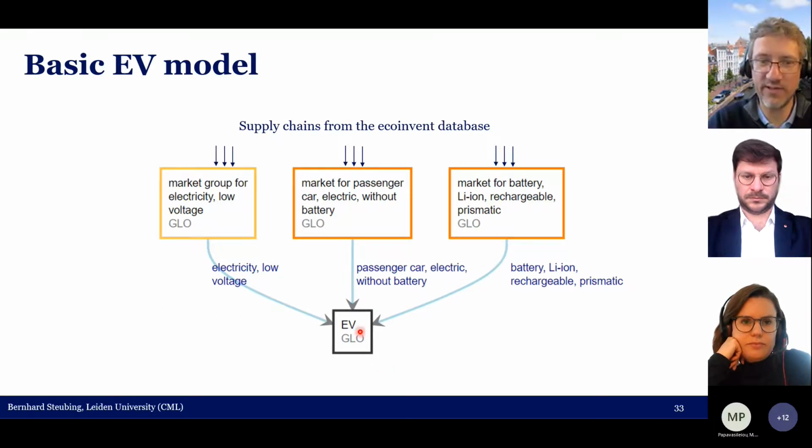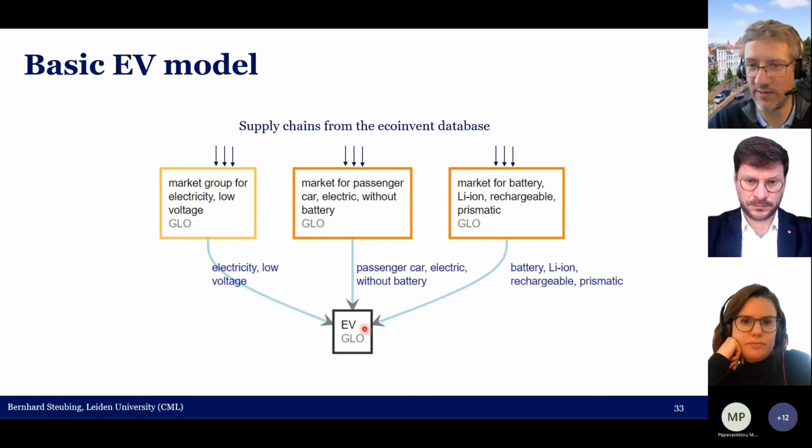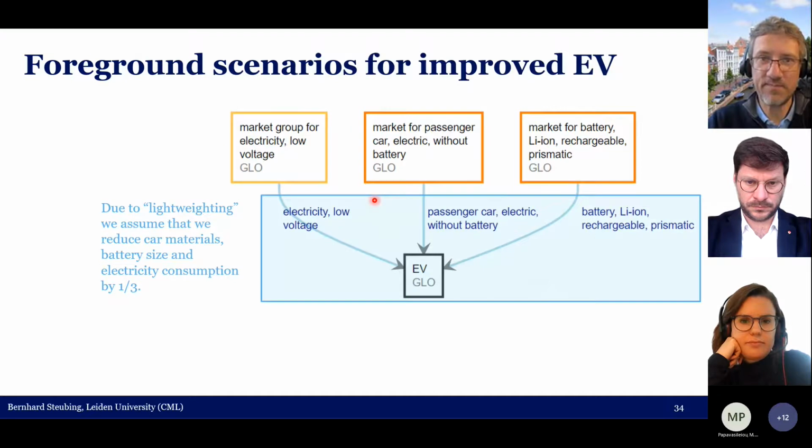All right, let's start with a very basic EV model. So we have our EV here. It requires electricity. It requires the car itself and the battery. This is our simple model. And here we just connect to upstream supply chains from the ecoinvent database.